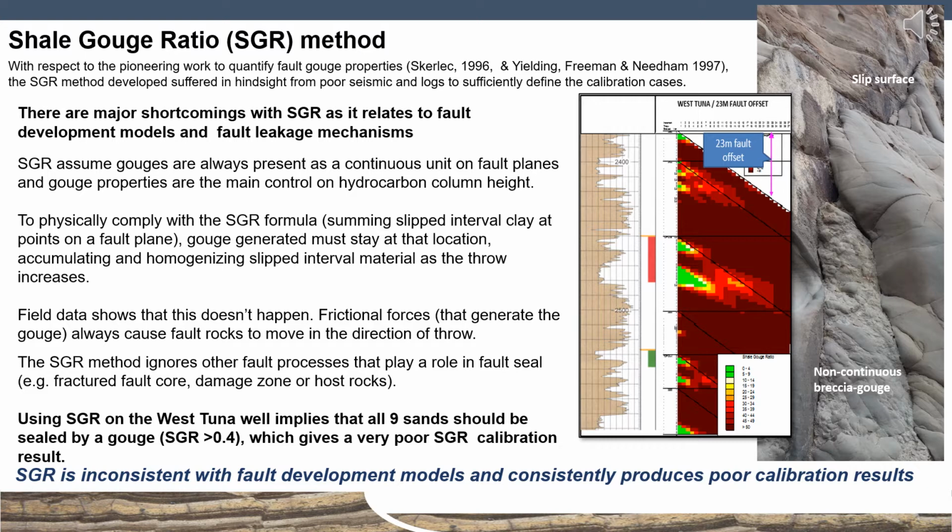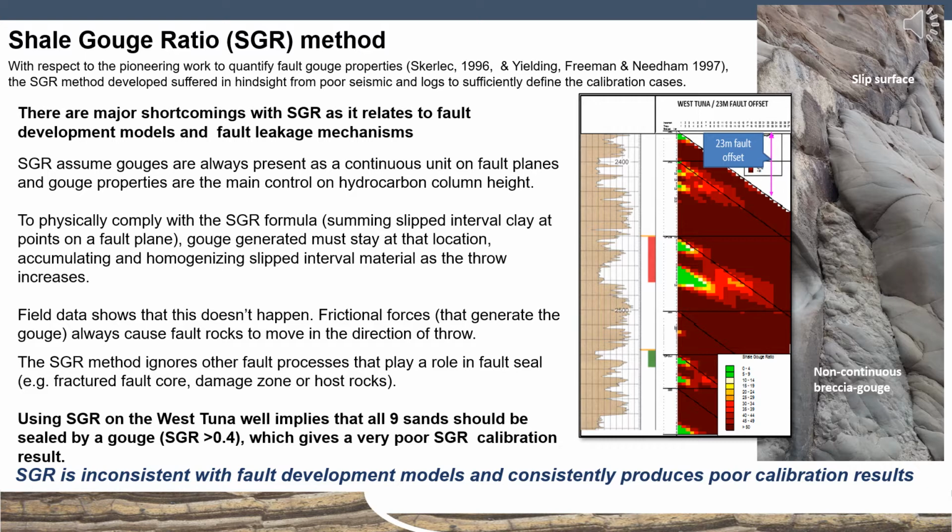We also test SGR. SGR assumes that gouges are always present as a continuous unit on a fault plane, and that the gouge properties are the main control on hydrocarbon column height. To physically comply with the SGR formula, summing slipped interval clay at points on a fault plane, the gouge generated must stay at that location, accumulating and homogenising slipped intervals material as the throw increases. Field data shows this just doesn't happen.